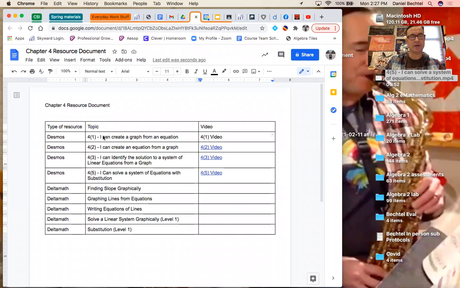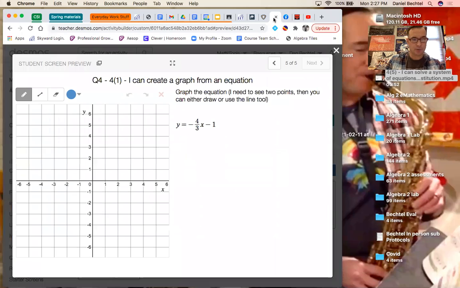So what we're going to be doing here is creating a graph from an equation in Desmos. That's going to be our first skill that we have here. So when we take a look, we're going to be seeing what we have here. We've got creating a graph from an equation.